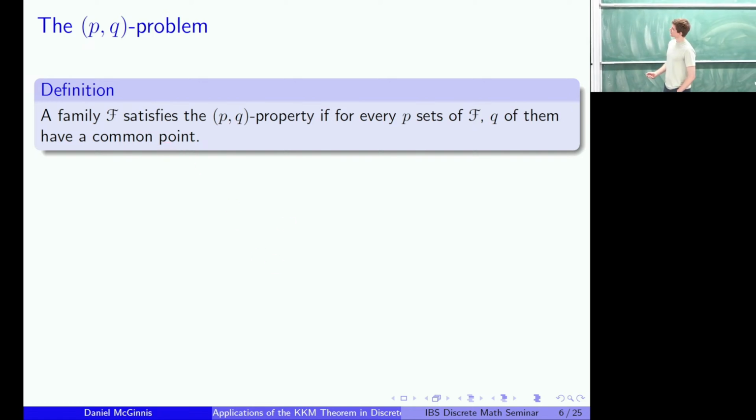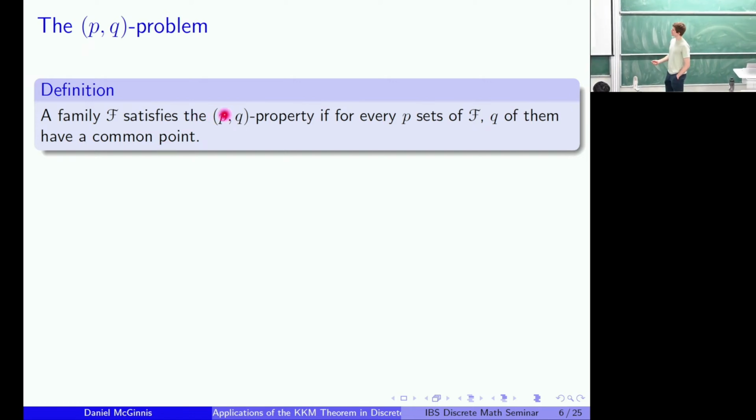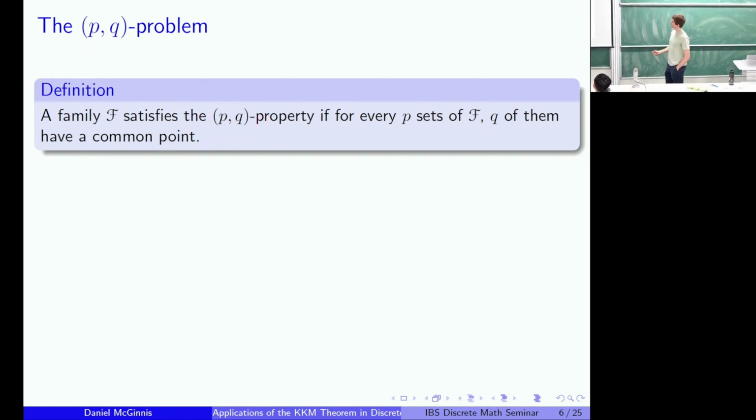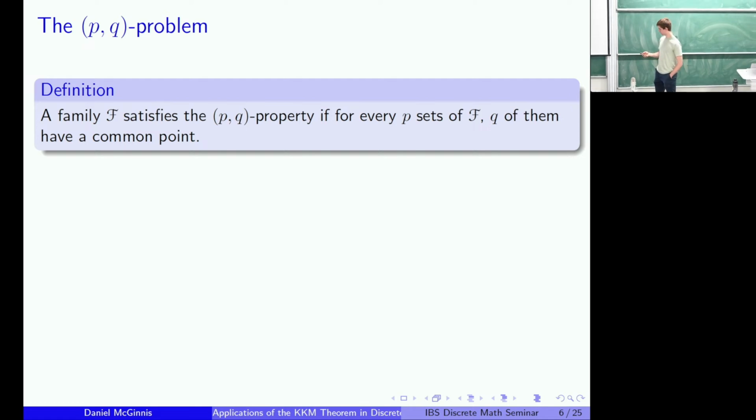Okay, so a family F is said to satisfy the PQ property if for every P sets in F, Q of them have a common point. So this is going to be a different kind of local condition. In Helly's theorem, our family of sets has the d plus 1 property. So whenever I take d plus 1 sets, all of them have a non-empty intersection. That's the relation to Helly's theorem. So this is just a different kind of local property.